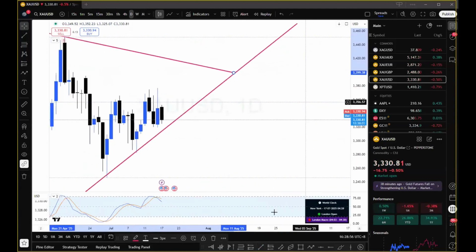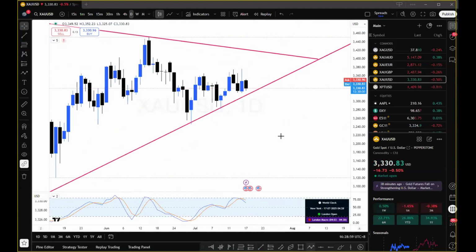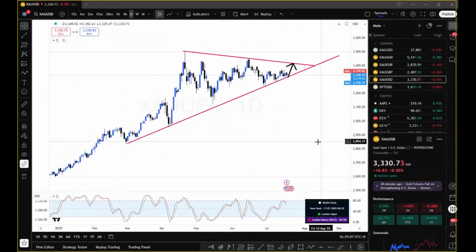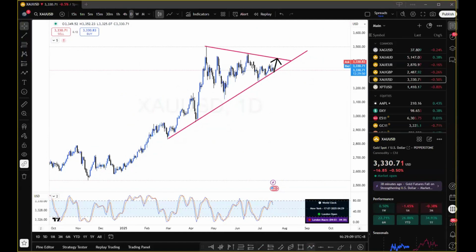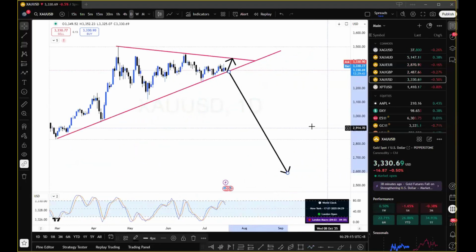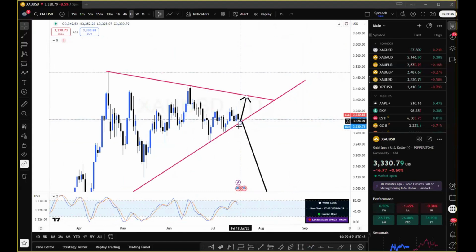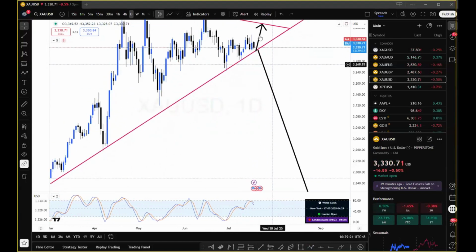Okay, but more likely. So the upside potential is limited, but it is more likely. The downside potential is tremendous, and the probability is much lower. Okay, so we're all waiting for that break. If it breaks down, then it's going to be quite a move.